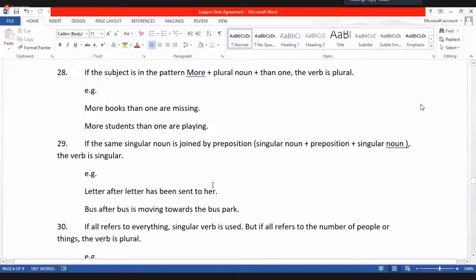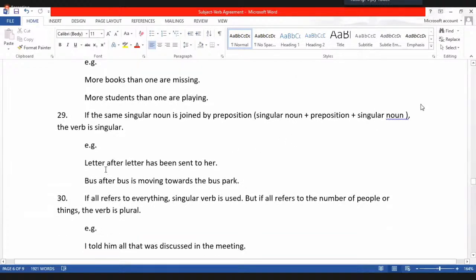Then we use singular verb. See the example: later, after, later. Later, singular noun; later, singular noun. Between these two, we have the preposition after. Later, after, later. Has been sent to her.